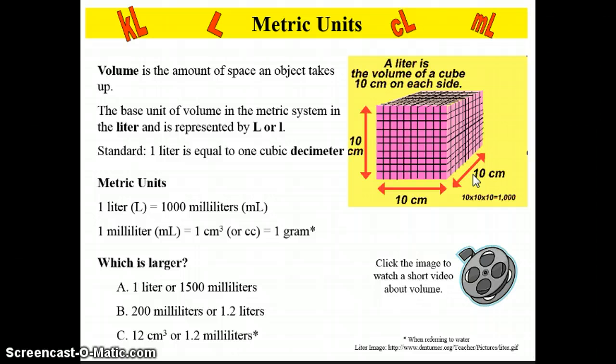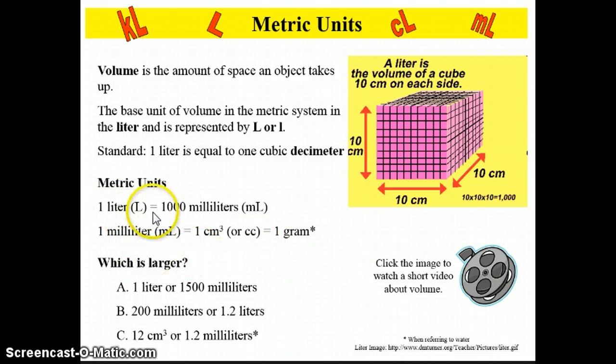All right, the metric system with volume. Volume is the amount of space an object takes up. The basic unit for volume in the metric system is the liter. Okay, and it's represented by the capital L or sometimes a lowercase l. 1 liter is equal to 1 cubic decimeter. So this is a cubic decimeter. That's equal to 1 liter.